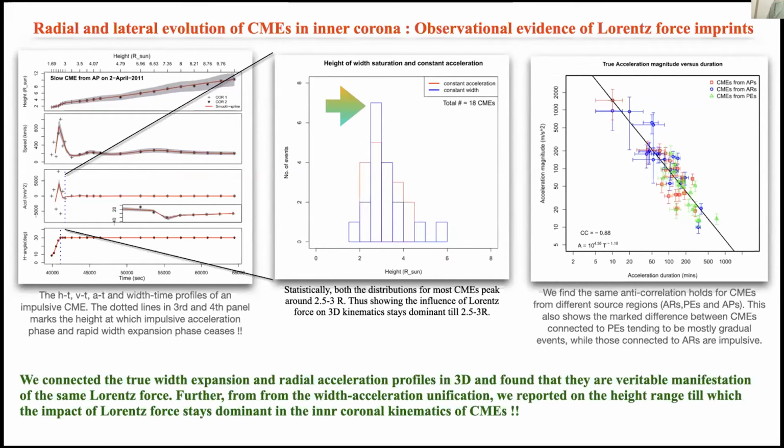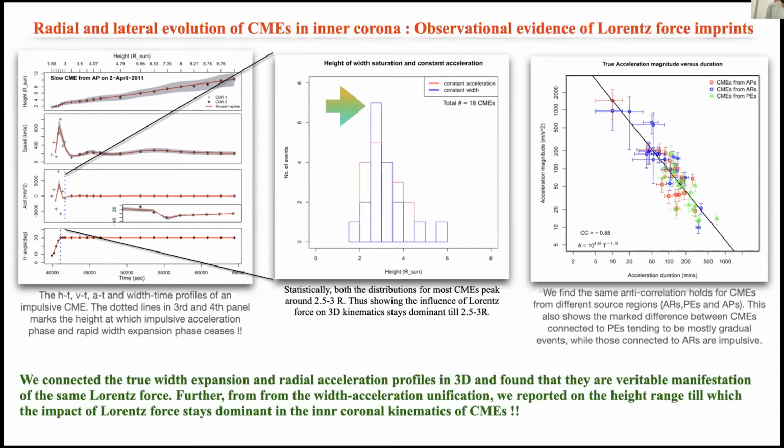And what you see is a typical example of an impulsive CME, where you see this impulsive phase of the CME with the speeds rising from a very small value, from 100 kilometers per second to 1,000 kilometers per second, within a few seconds of time. And what we observe, if you see in the 3rd and 4th panel on the left-hand side plot, is a blue vertical dotted line which marks the height at which the impulsive phase of the acceleration ceases and the height at which the initial rapid expansion of the width also saturates.